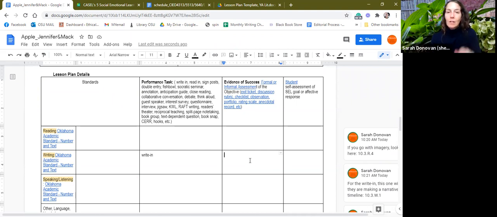Well, maybe they all posted it on KidBlog and it has 3 events on their timeline. That's how you know they did it. Or maybe they held it up to the camera and talked with a partner in a breakout room. That's another way. So whatever you're asking them to do, how do you know it was successful? What are you looking for? And maybe you have a checklist of 3 things that they need to do.